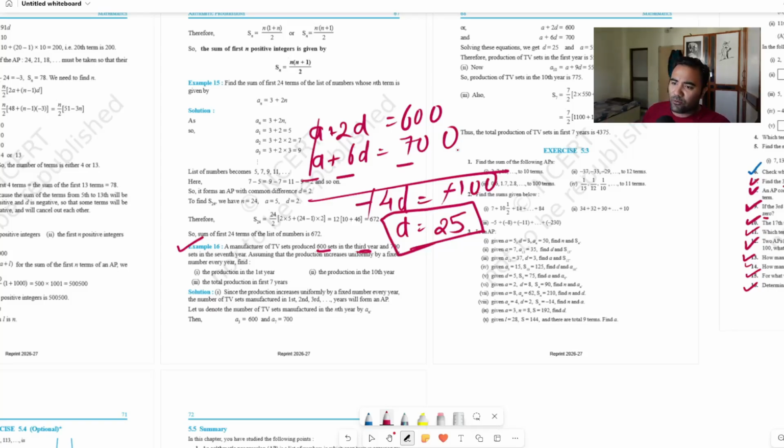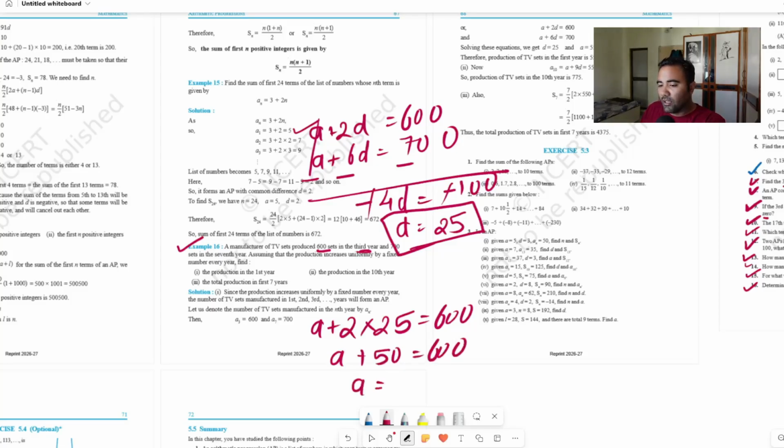So if you know d is 25, you can put the value of d in any of the equations. So let's take a plus 2 into 25 is equal to 600. A plus 50 is equal to 600. A is equal to 550. So that is your answer to the first question, the production in the first year. So you needed to find the first term, that is 550.